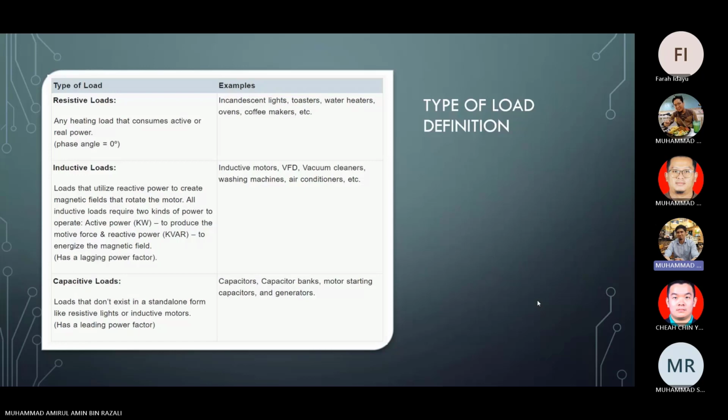And the second one is inductive load. The load that utilizes reactive power to create a magnetic field that rotates the motor. All inductive loads require two kinds of power to operate: active power, kW, to produce the motive force, and reactive power, kVAR, to energize the magnetic field, with a lagging power factor. Examples are induction motors, VFDs, vacuum cleaners, washing machines, air conditioners, etc.